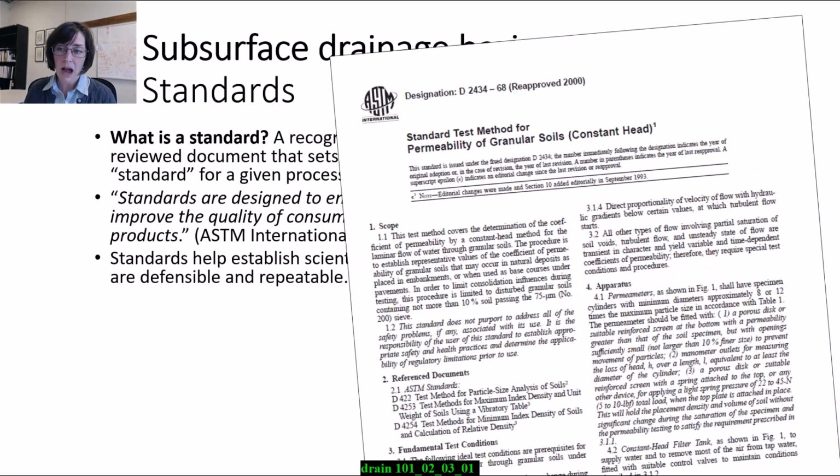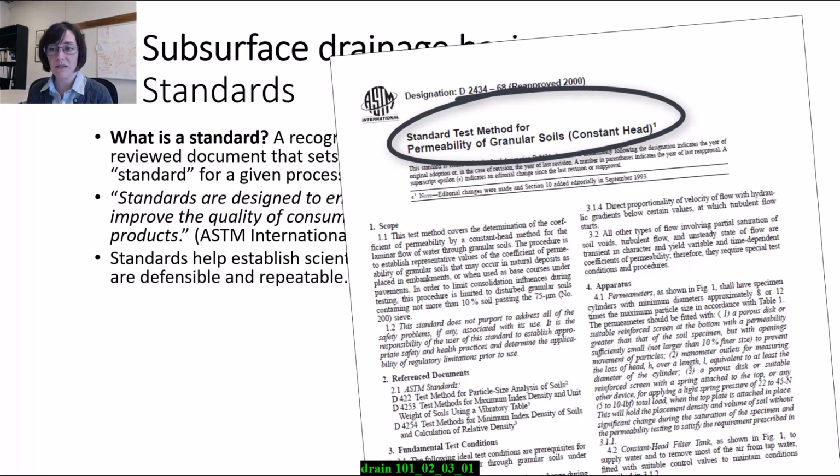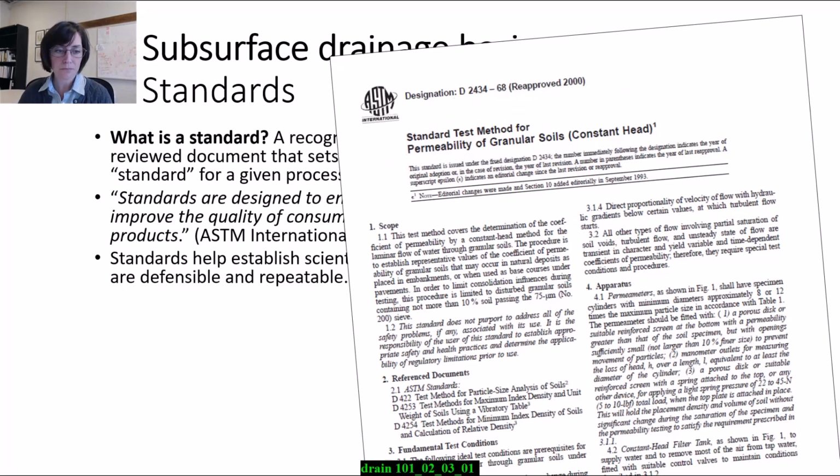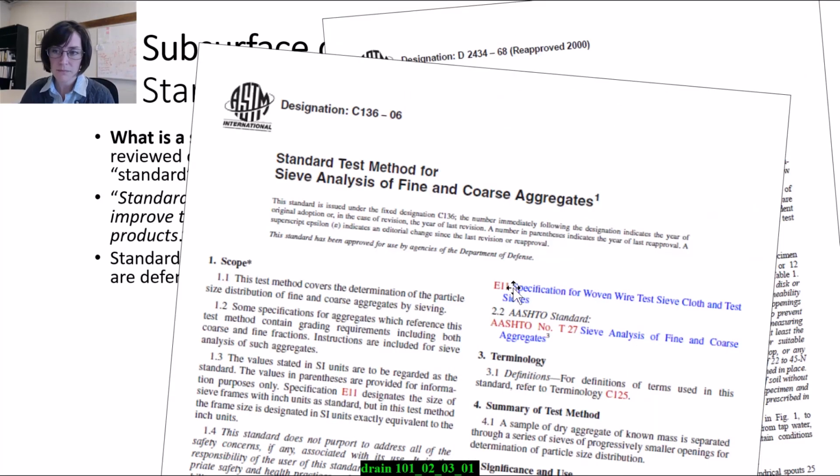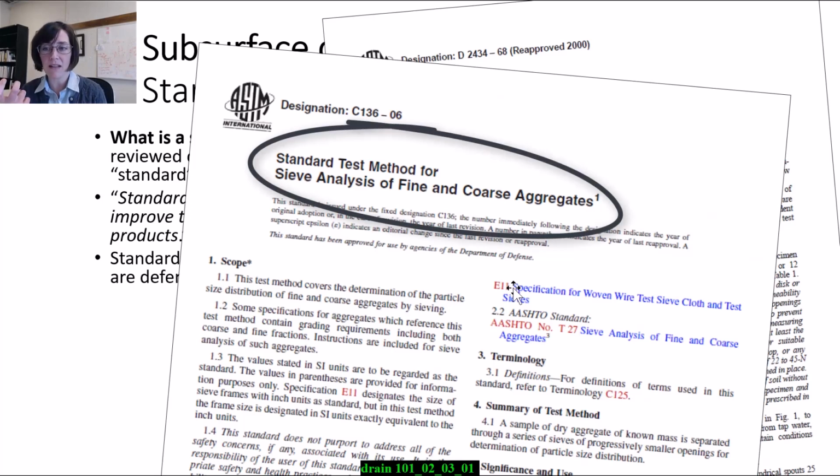For example, I've used standards to help determine the permeability, or in other words, the saturated hydraulic conductivity through porous media. Remember Darcy's Law, where we talked about KSAT, or saturated hydraulic conductivity? Well, there's a standard method from ASTM on how to test for permeability, in this case through granular soils. There's also standard methods for how to do a sieve analysis. If you're doing particle size distribution of soil or wood chips or steel slag or other media, there's a standard method for doing the particle size distribution test.